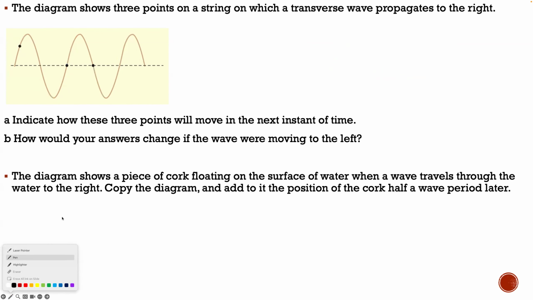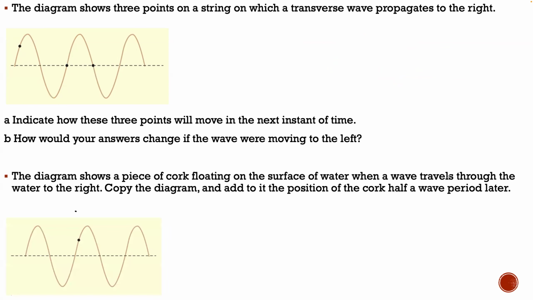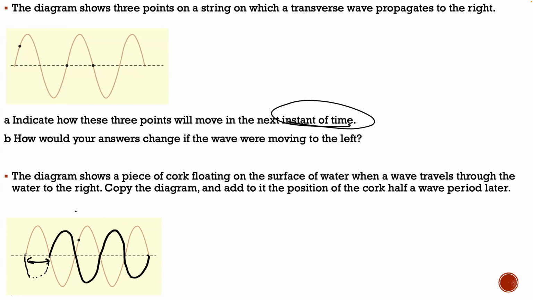Now, the diagram shows a piece of cork floating on the surface of the water when a water wave travels through the water to the right. Copy the diagram and add the position of the cork half a wave period later. So this time not the next instant of time as they said before. This is half a wave period later. See, look at this. I've drawn a wave half a wave period later. That's half a wave, right? And you can just extend it to finish the complete wave like this.